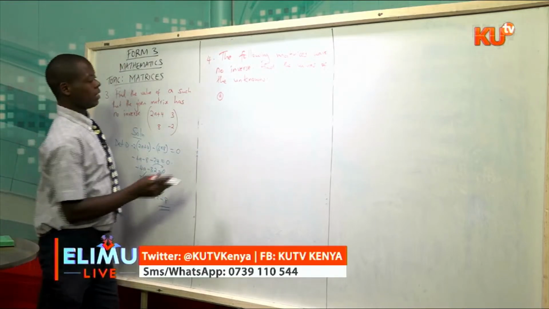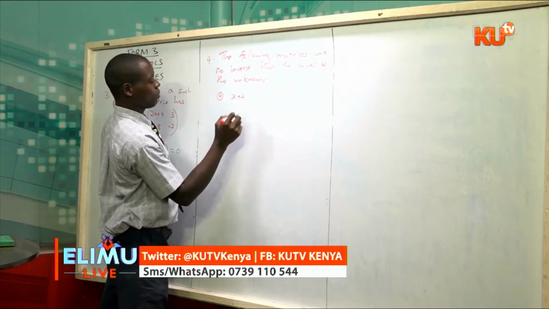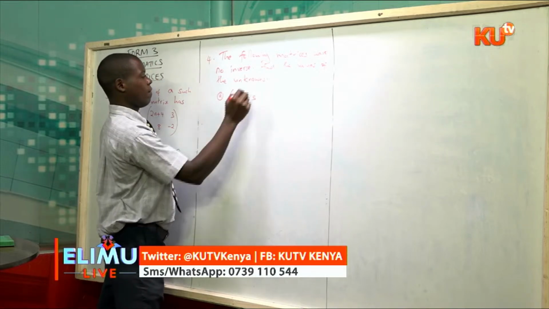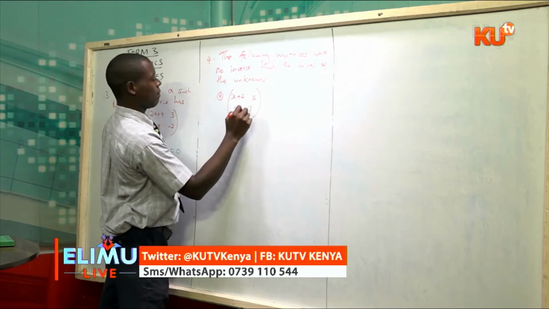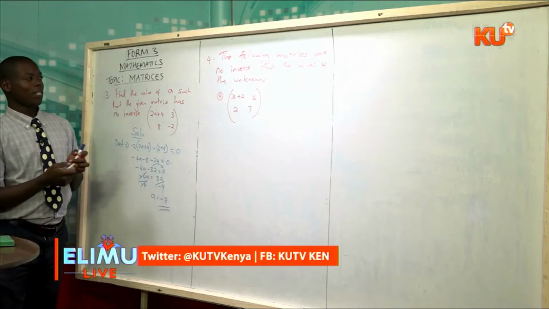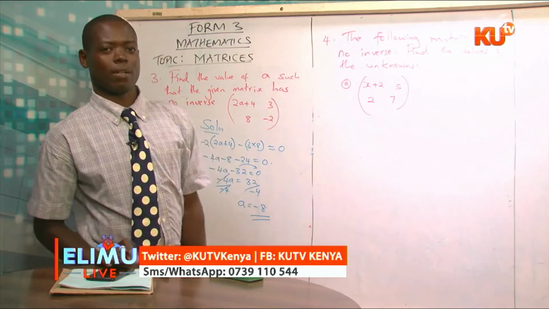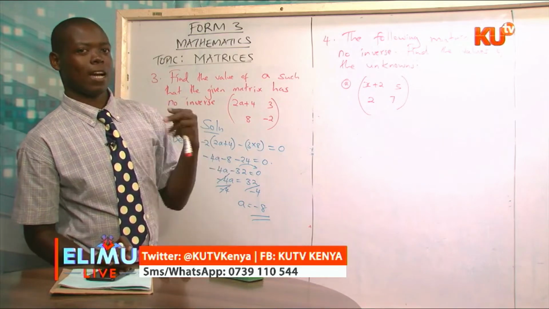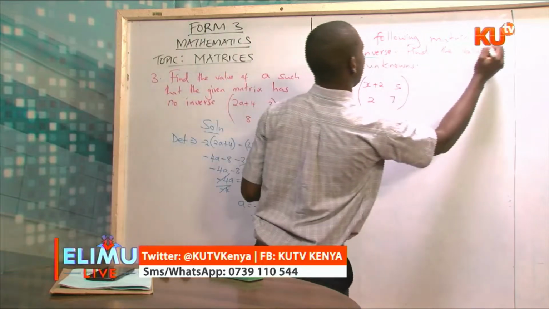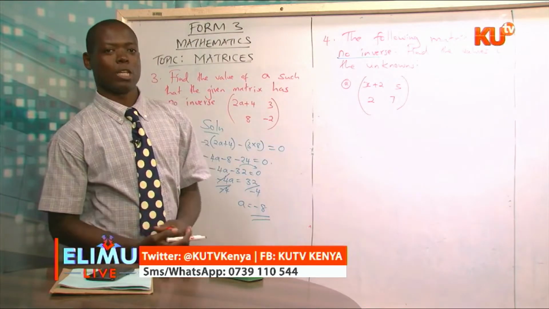The first matrix that we are having is a matrix X plus 2, then we have 5, 2, and then we have 7. That is the first matrix. And the matrix X plus 2, 5, 2, 7 has no inverse. Again, has no inverse is what guides us. This statement, it has no inverse, means that this matrix has a determinant of 0.